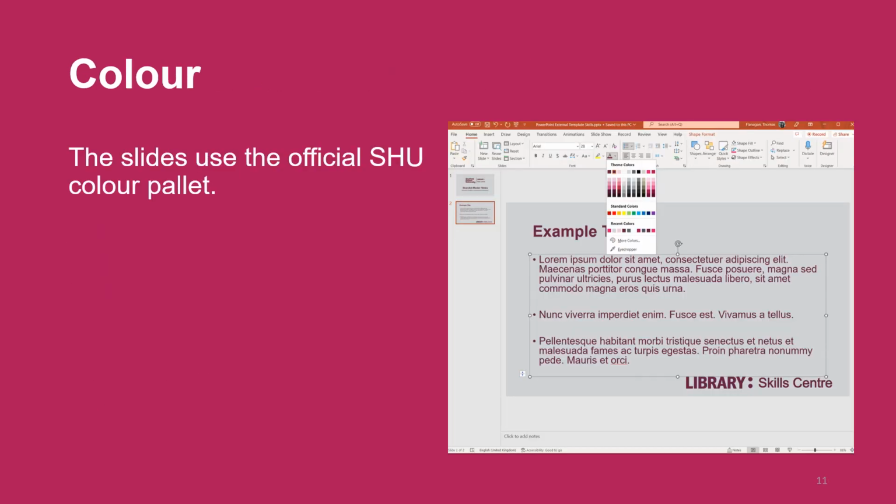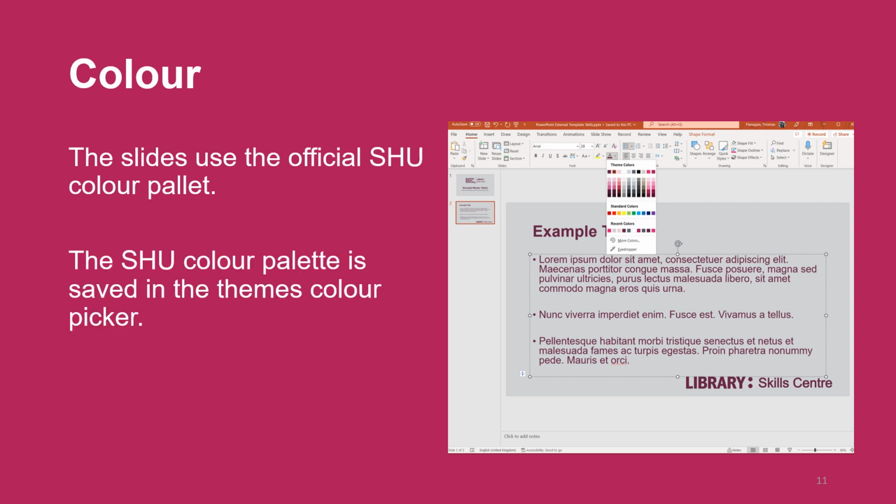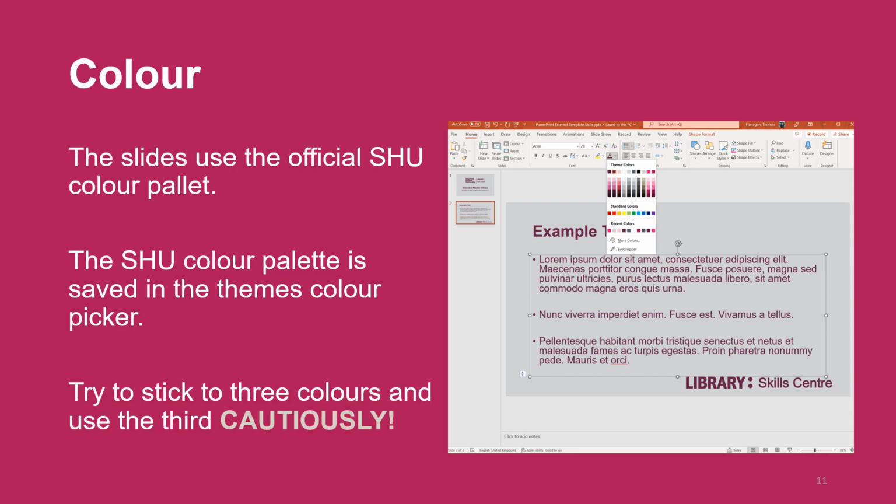The branded slides use the official SHU colour palette. The SHU colour palette is saved and you can select the colours in the theme's colour picker. You can select this for text or background images and shapes. Try to stick to using just 3 colours and use the 3rd colour cautiously.